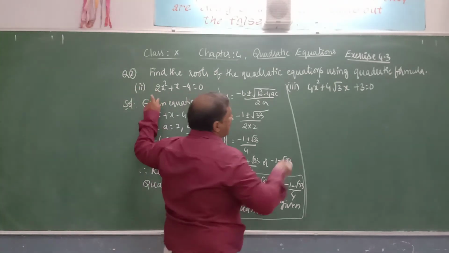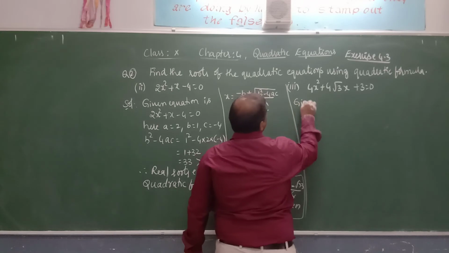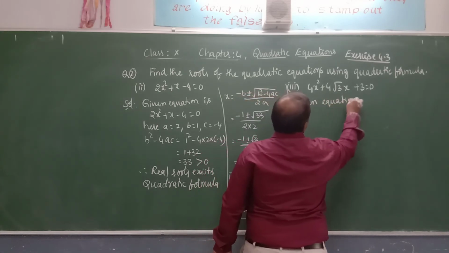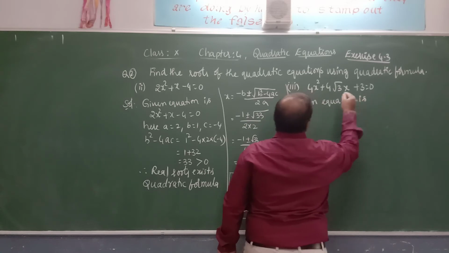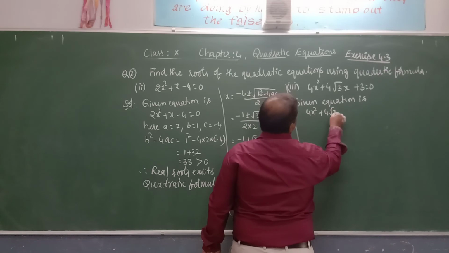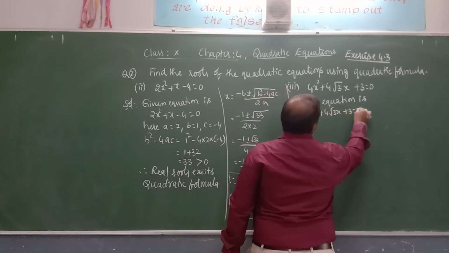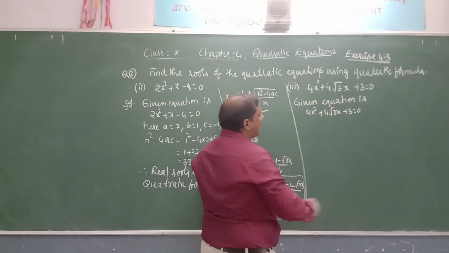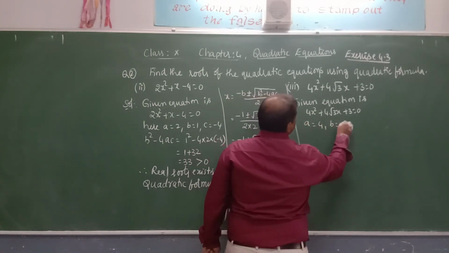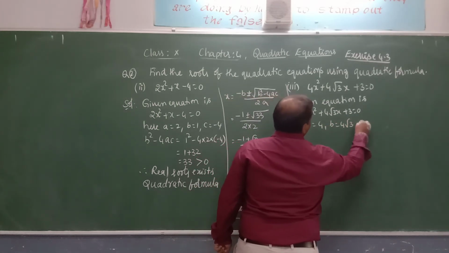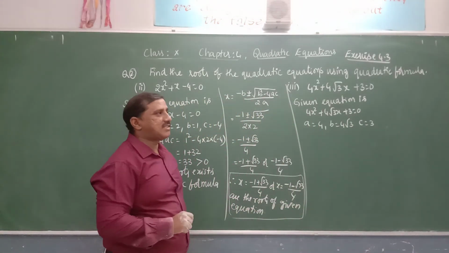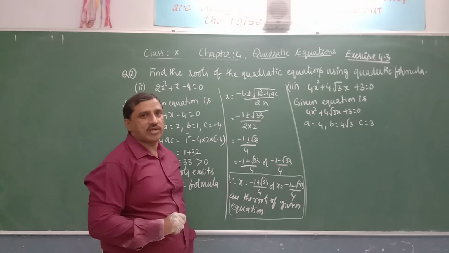Now the third bit. The given equation is 4x square plus 4 root 3 x plus 3 is equal to 0. Now here a is equal to 4, b is equal to 4 root 3 and c is equal to 3. We should consider the signs. If plus is there, we should take plus, if minus is there, we should take minus.